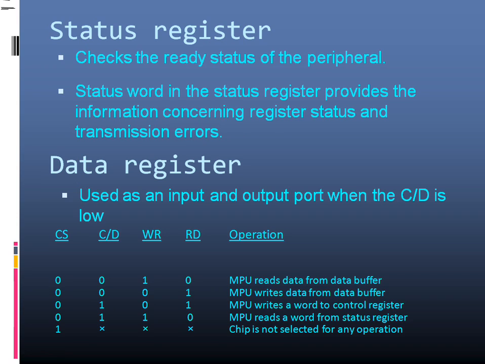Then we have C by D bar as 1, which indicates that now the data bus is carrying control information, and here WR is 0. It means that control information should be written into the control register. In the same way for the read operation. Now if CS bar is 1, it means the chip is not selected, therefore irrespective of these signals, nothing happens with the 8251.